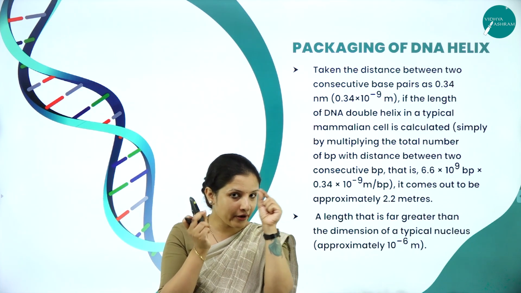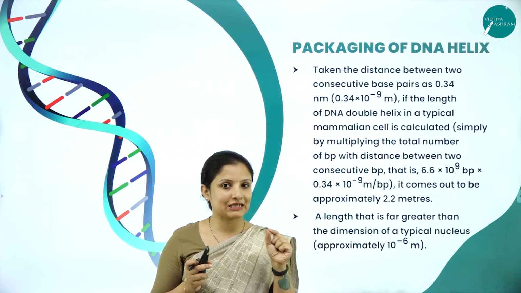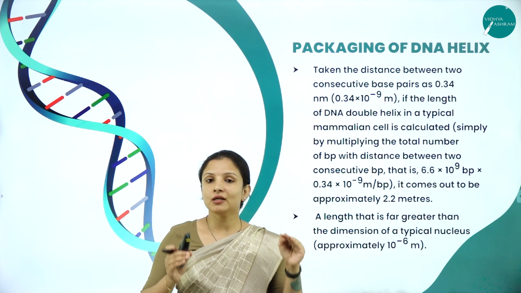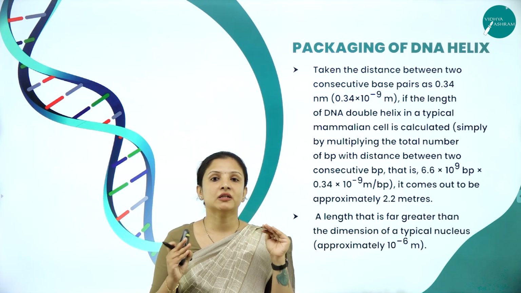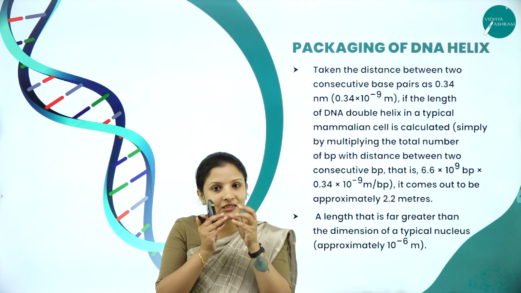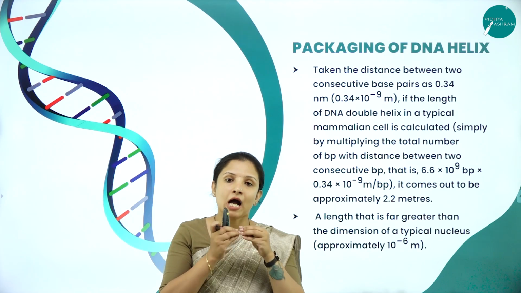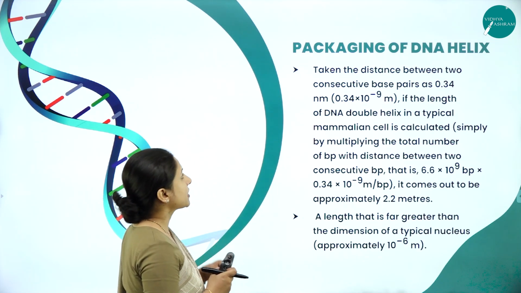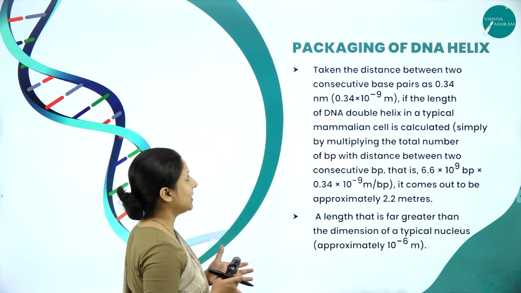Now that coiled like structure that you see, the threads of DNA, it is about 3.3 into 10 to the power 9 base pair. It's quite fascinating, right? How can they coil and sit inside one tiny small nucleus? How it happens, we will look into. So that is about packaging of DNA helix.